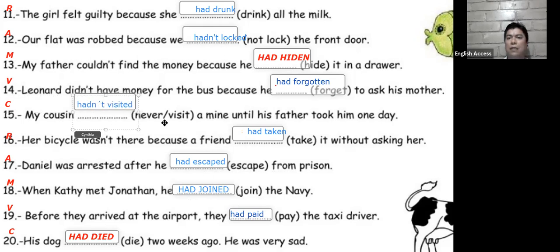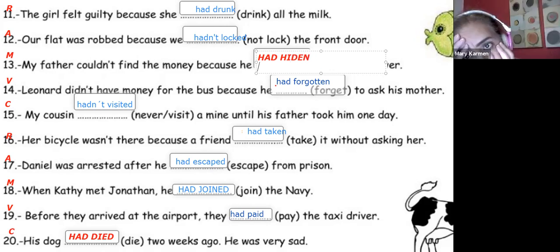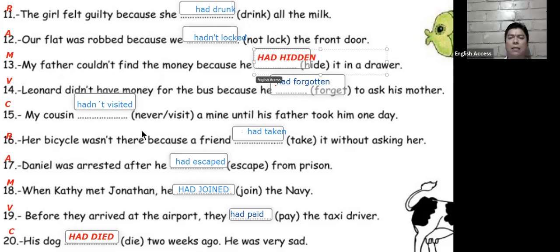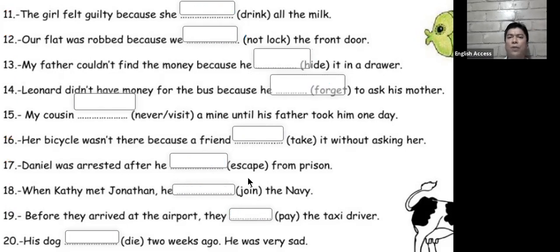Hadn't visited, had forgotten, had hidden. Those had hidden. Hiding. Hidden. And drunk, had lost. There you go, guys. Very good. Now we need to check when do we use the simple past.